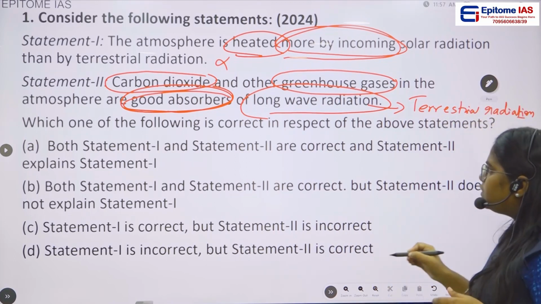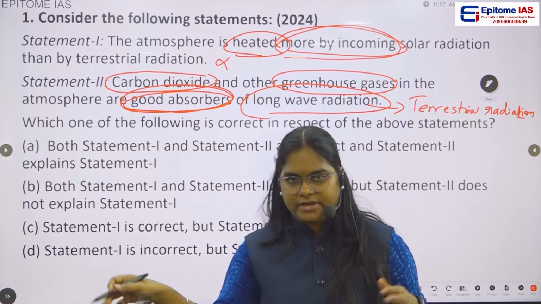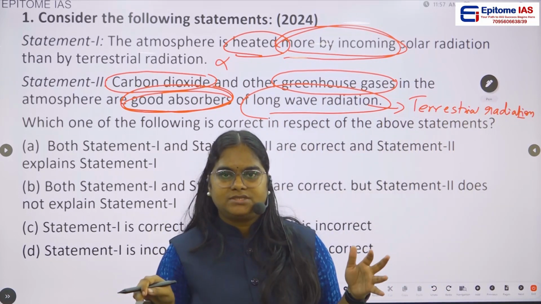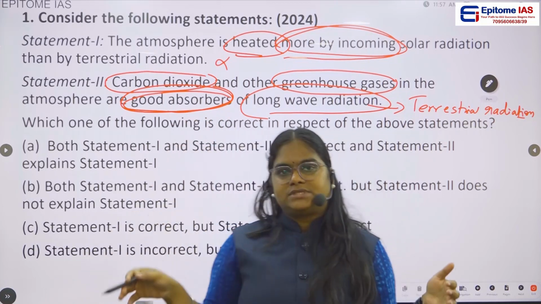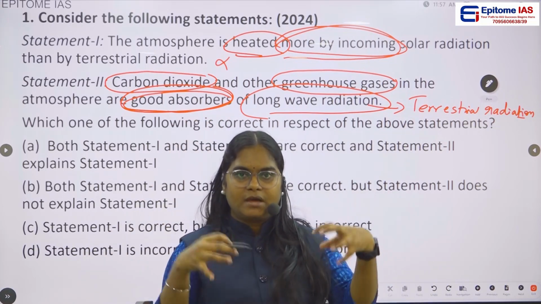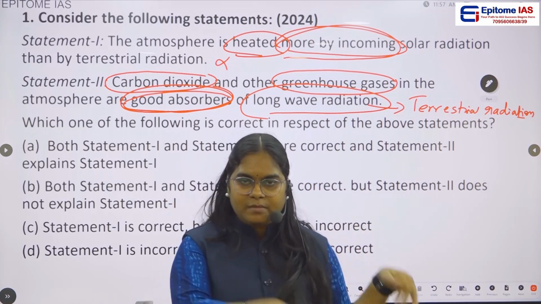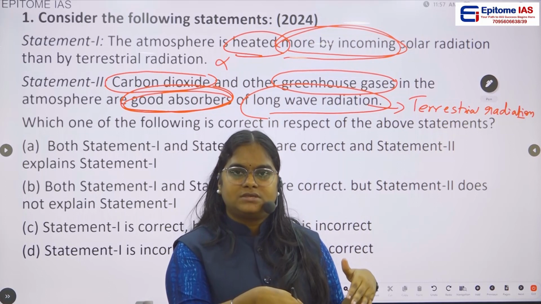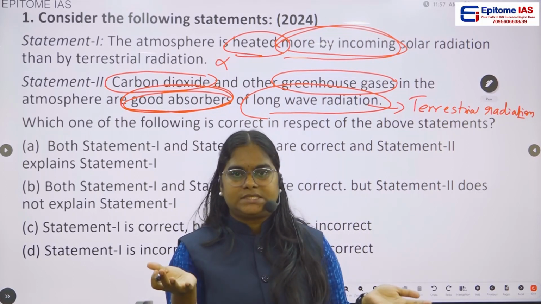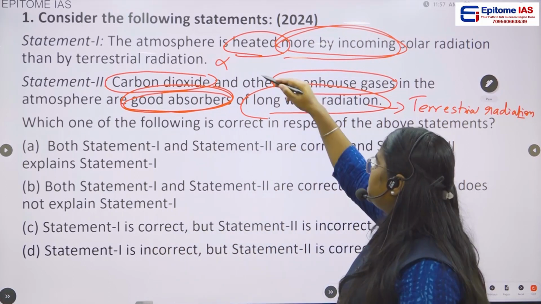And just now we saw these terrestrial radiation. In case of a terrestrial radiation, the greenhouse gases along with the carbon dioxide, they will be what? They'll be absorbing, or they'll be reflecting back the terrestrial radiation towards the Earth's surface. Because of that, the Earth gets heated up. So yes, this is a correct statement.